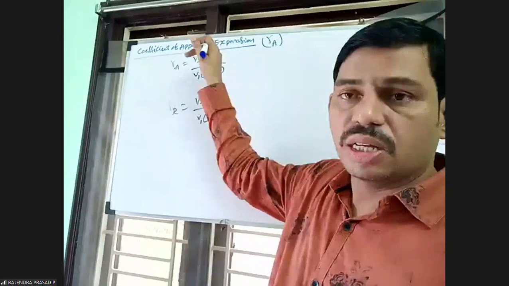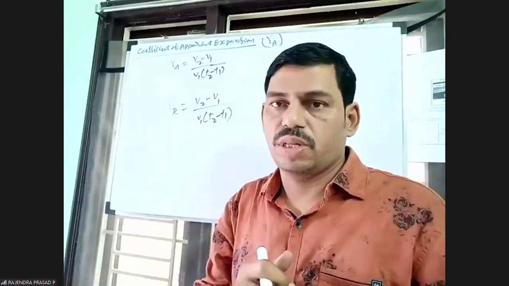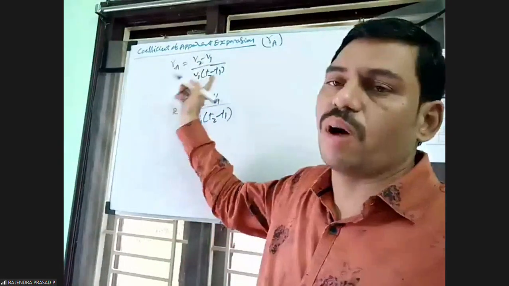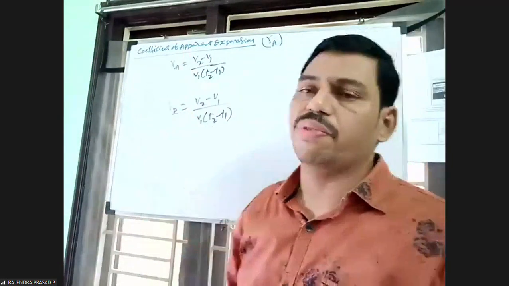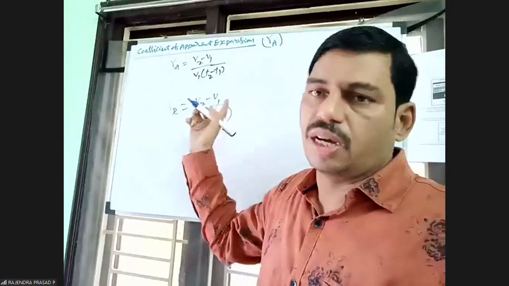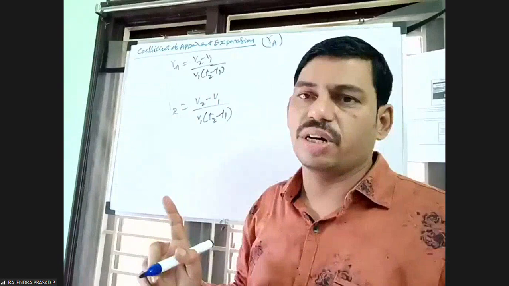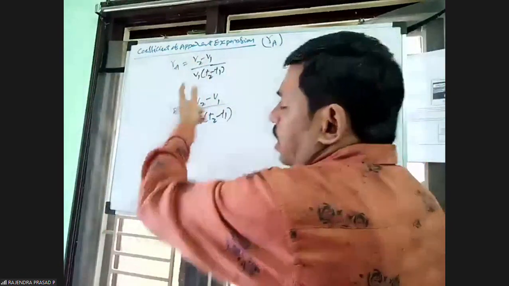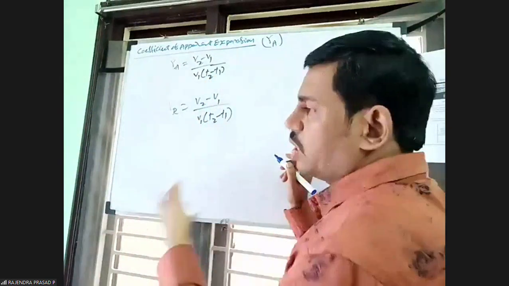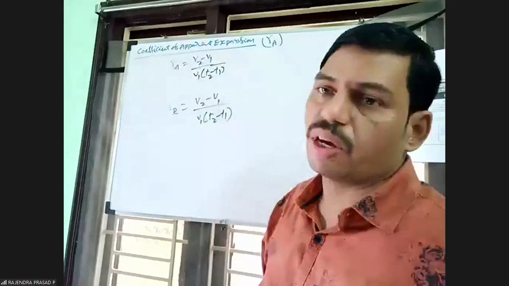This one is the ratio of apparent increase in volume to original volume per unit degree rise of temperature, called the coefficient of apparent expansion. What is the real expansion? The ratio of real increase in volume to original volume per unit degree rise of temperature is called the coefficient of real expansion.